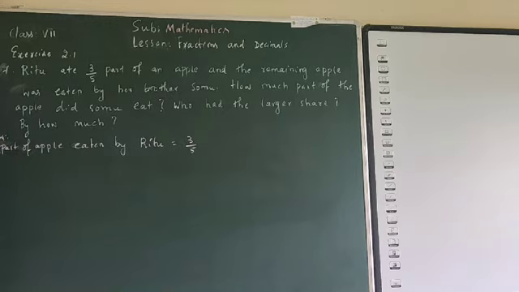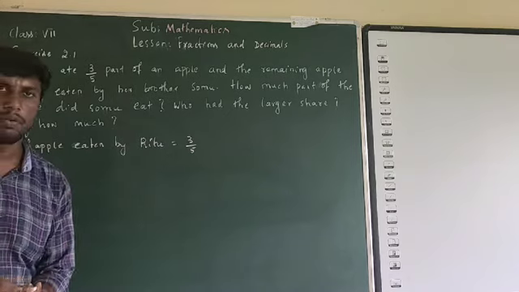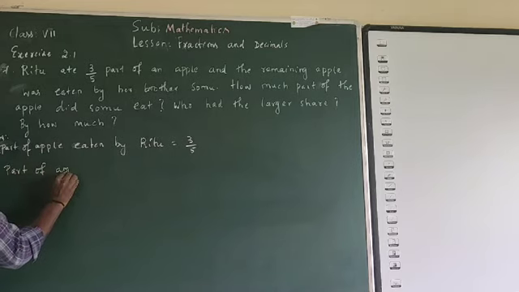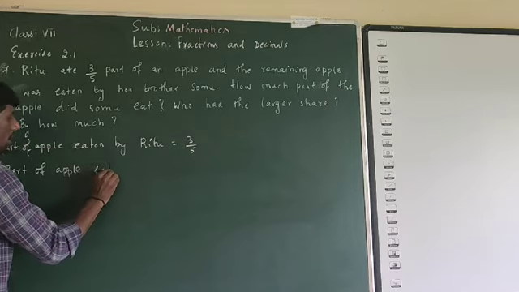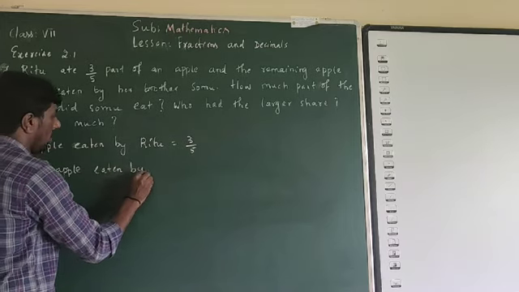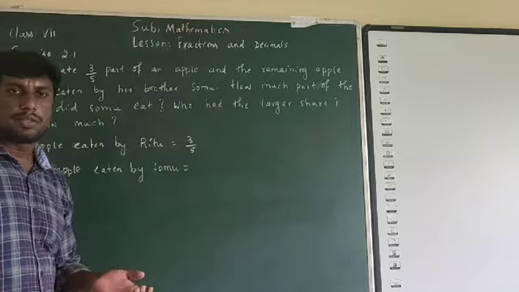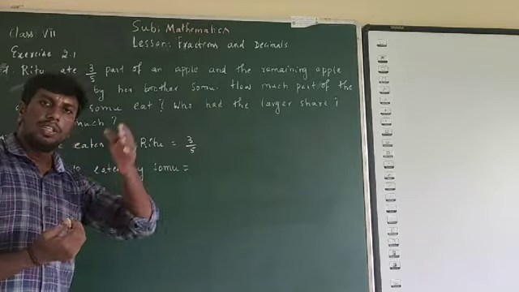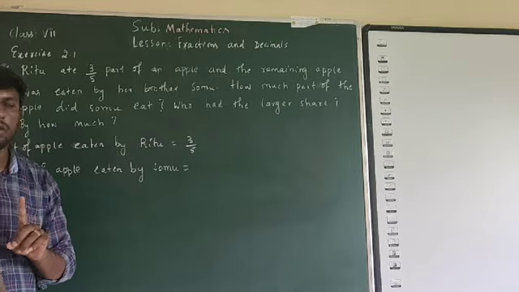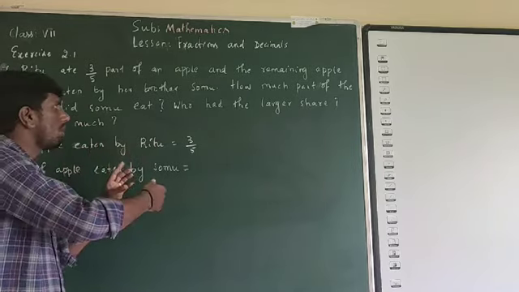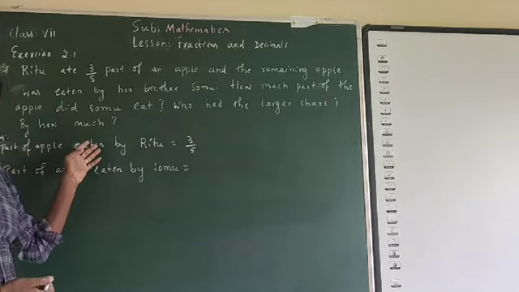Part of apple eaten by Ritu is equal to 3 by 5, right? So in order to find out the part of apple eaten by Somu, the whole instance is 1. So we are having one apple. The 3 by 4 portion will be eaten by Ritu.